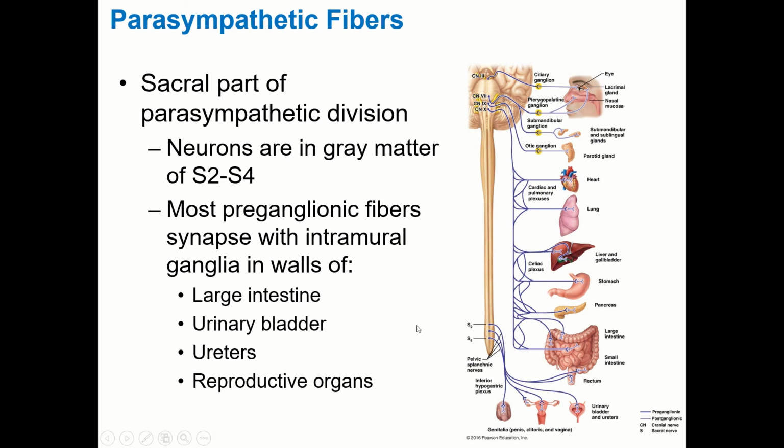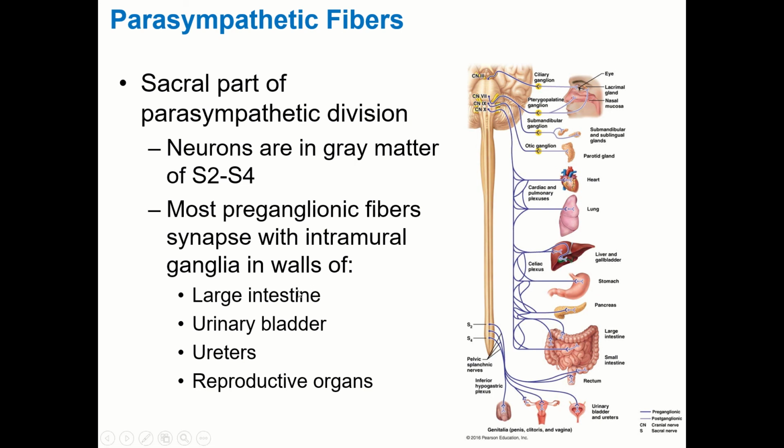So down here in the sacral section, these axons are going to form part of the splanchnic nerves, which is this fun little word here, splanchnic. So they form the splanchnic nerves, and then the sympathetic fibers also form those. We'll get to those in a minute.